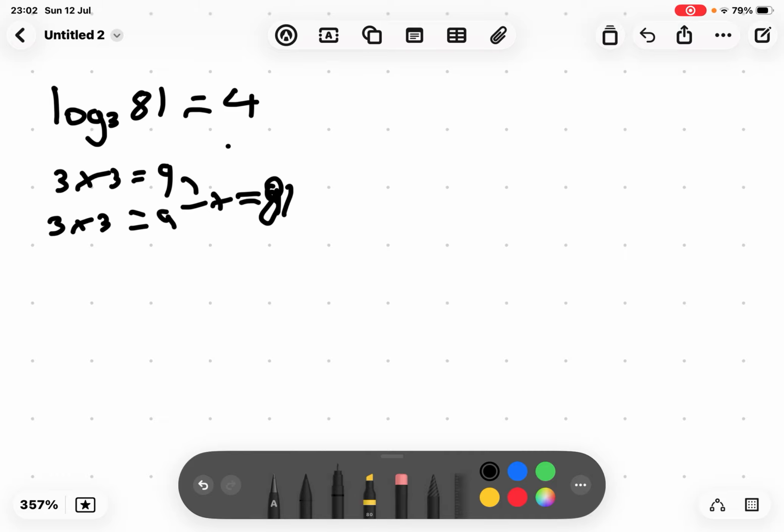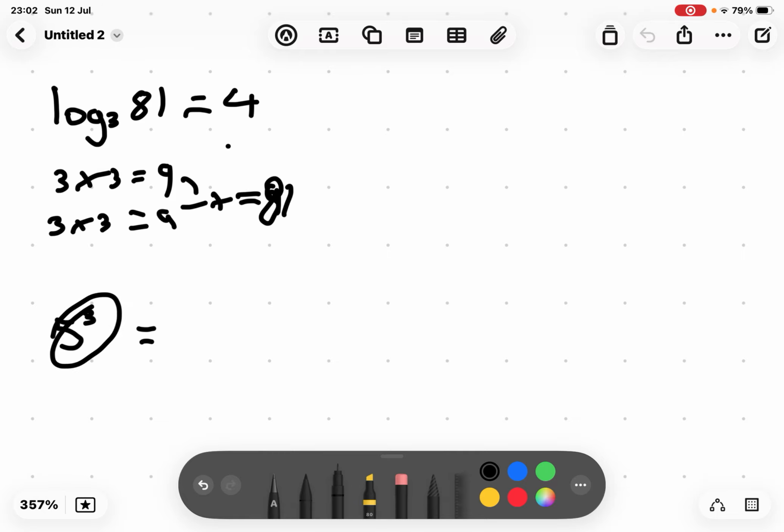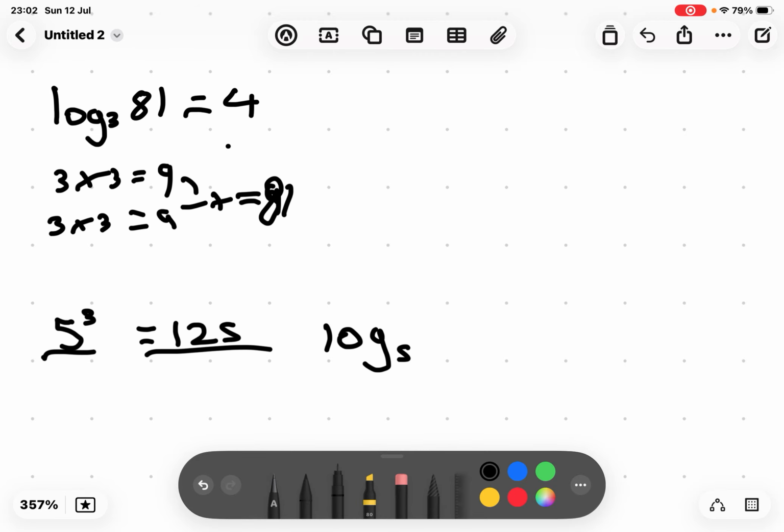And yeah, let's say you have something like this. You just write down what the answer would be for this. And if you want to put it into logarithmic form, then the base, the answer, equals 3.